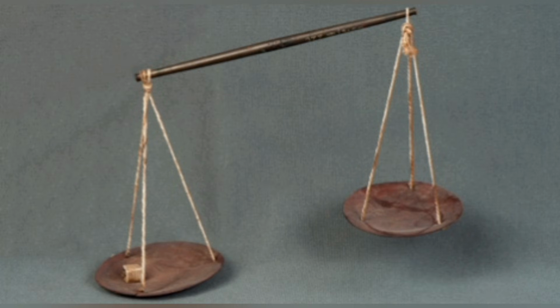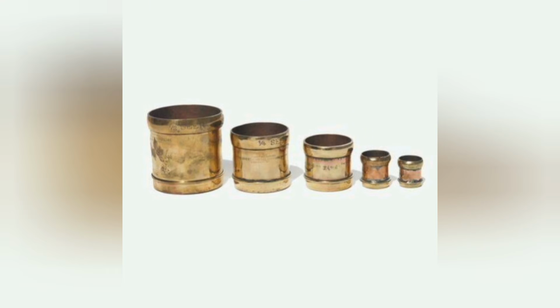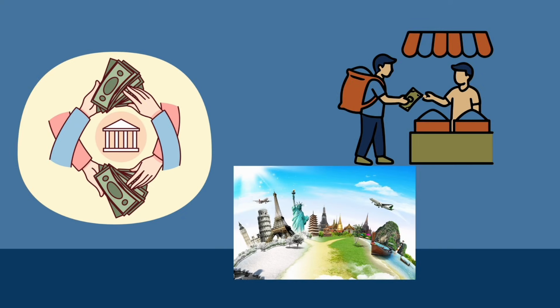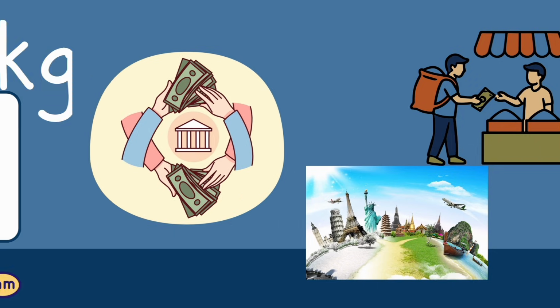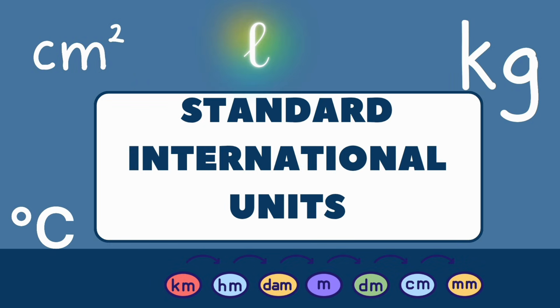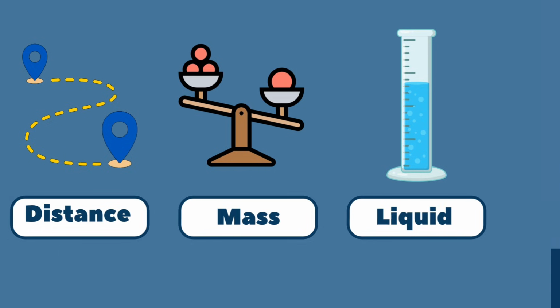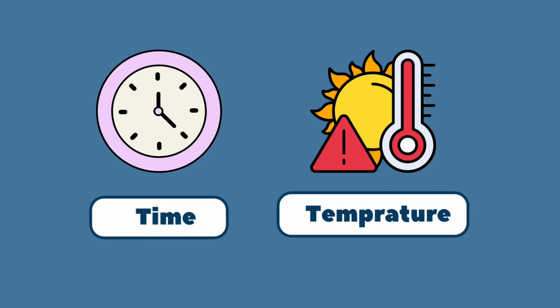Earlier, different regions used different instruments and units to measure distance, grains, and liquids. This caused significant difficulties in trade and other daily tasks. To solve this, a uniform system of measuring instruments and units was established for everyone. This is known as the Standard System, or the International System of Units, SI units. There are units for mass, distance, liquids, temperature, and time.